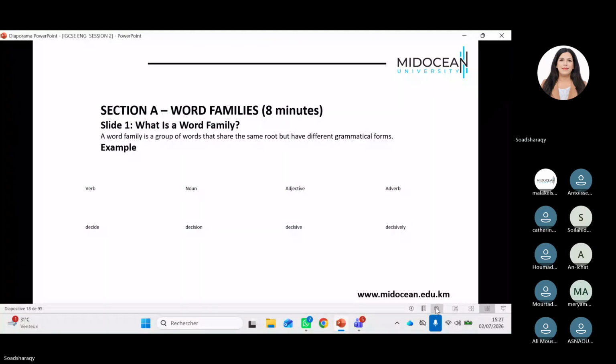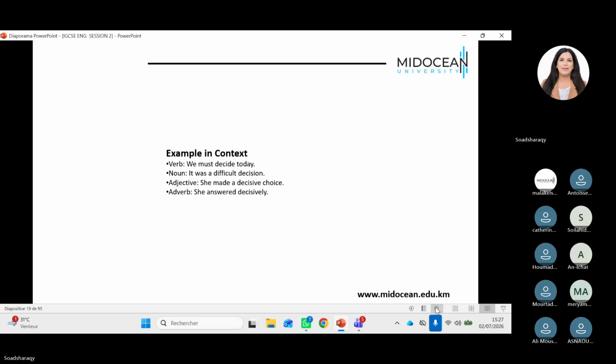So, we're gonna start with word families here. For example, you have decide, decision, decisive, and decisively. Example in context. For example, here, as a verb, we say, we must decide today. As a noun, it was a difficult decision. As an adjective, she made a decisive choice. And as an adverb, she answered decisively. Okay?